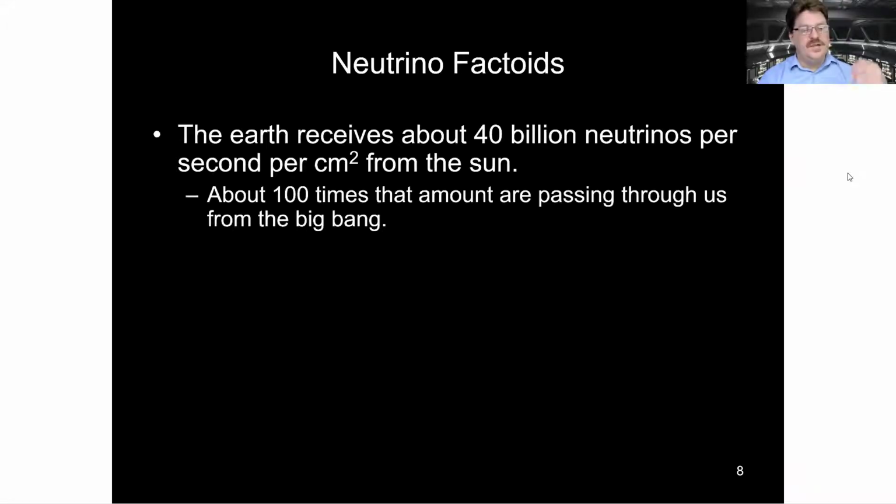To give you an idea of just how many neutrinos are passing through us, the Earth receives about 40 billion neutrinos per second per centimeter squared from the sun. That's not including Big Bang or other astrophysical phenomena. About 10 or 100 times that is coming through us from the Big Bang. So right now you have billions upon billions of neutrinos going through your body that affect you not at all.